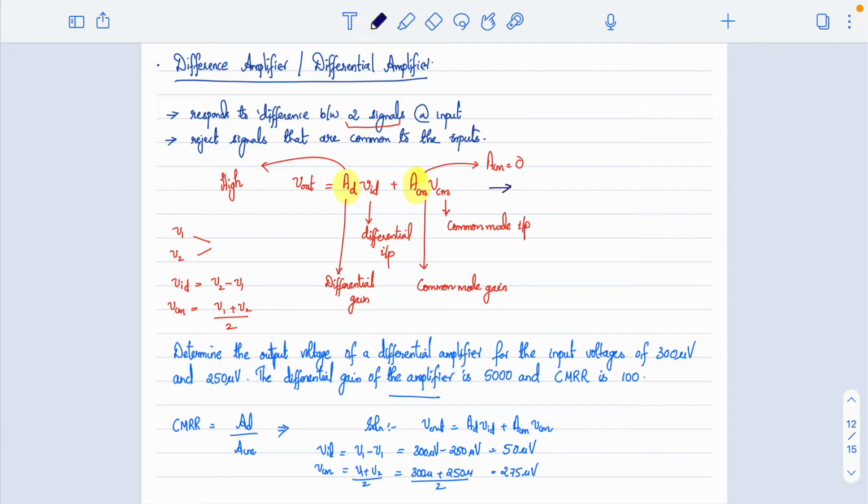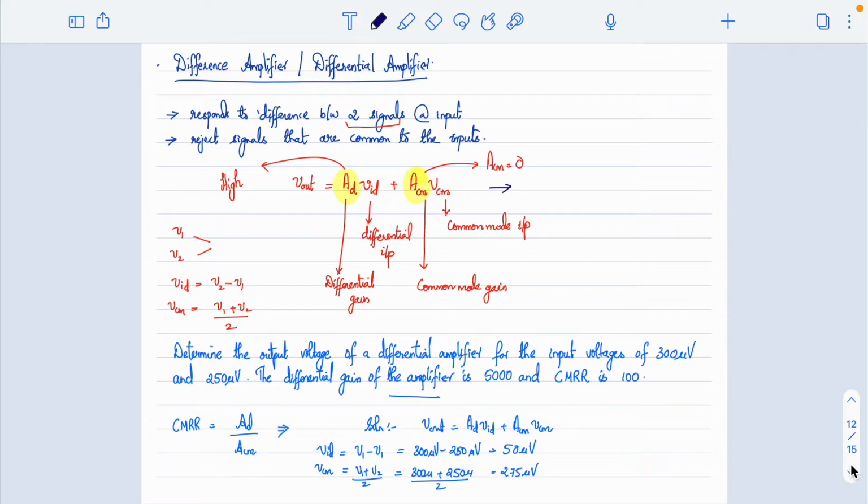The ultimate target application we are looking for is a kind of amplifier which can be used for instrumentation purposes. Instrumentation purpose means amplifiers which can be used for amplifying biomedical signals, especially ECG, EEG waveforms. I hope you have heard about instrumentation amplifier. The intention of this lecture is to start with this differential amplifier and go up to the instrumentation amplifier.